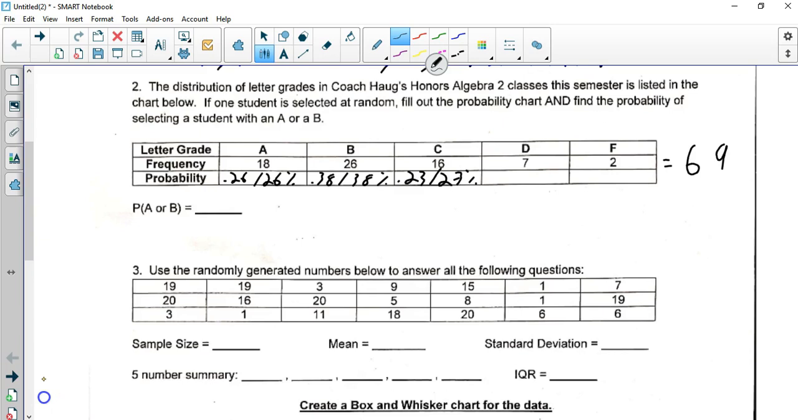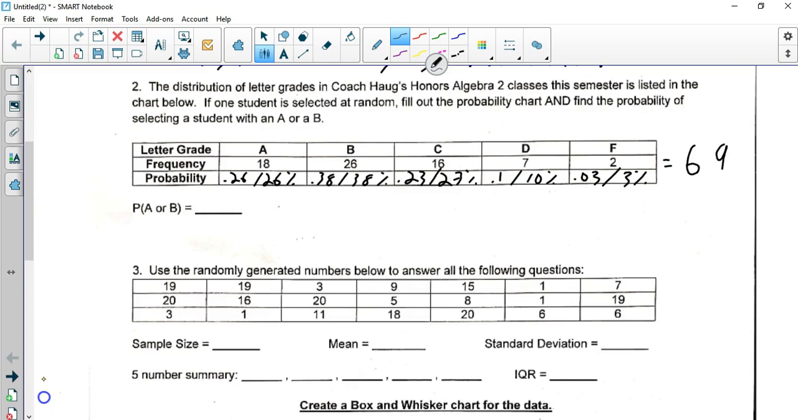7 out of 69 is 0.1, or 10%. That's rounded, obviously. It's not 70 out of 70, but pretty darn close. And then 2 divided by 69 is 0.03, so 3%. So that's the breakdown in probability.